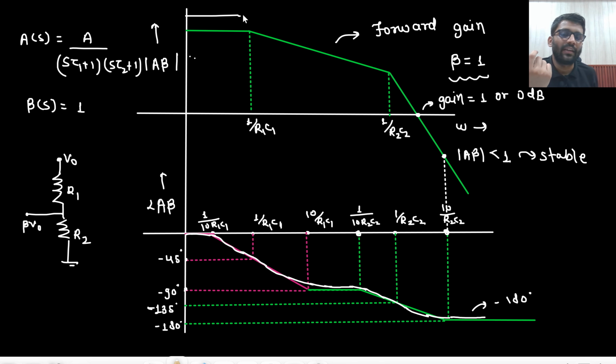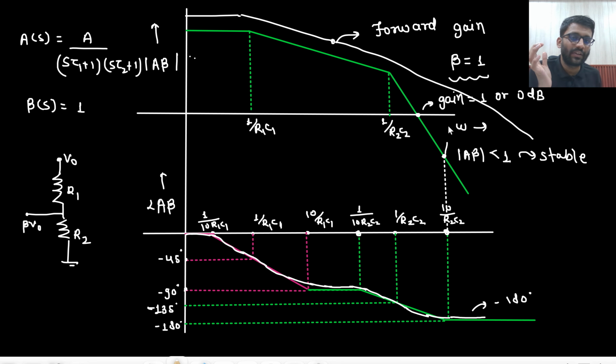What if the gain is very, very high? So roll off will be very, very less. Let's just say roll off will be something like this. So at this frequency, you can have the gain greater than 1 as well.